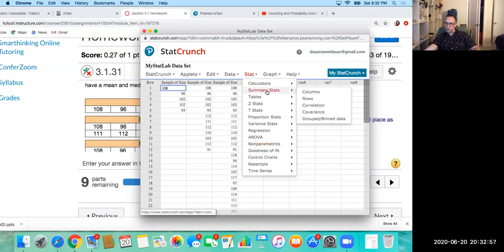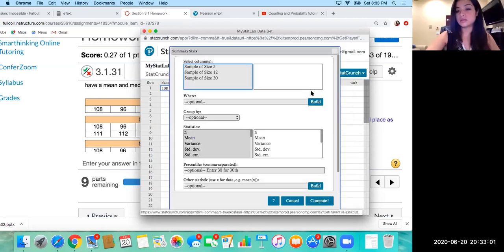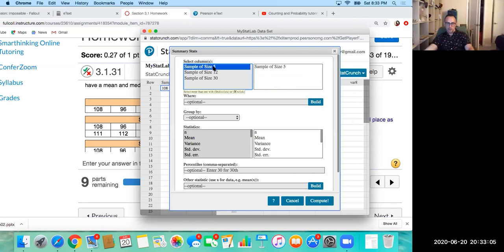So watch, I'm going to go to Stat, then Columns. Okay, so we're doing stat column. I'm going to click, hold Shift, and click all 3 of these. And then I'm just going to press Compute. Really, all I need is the mean and the median.